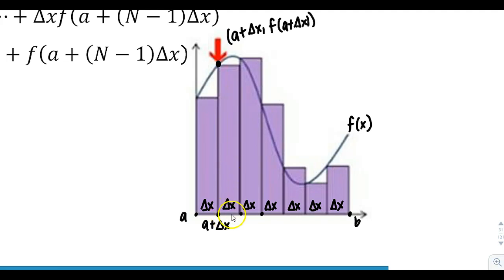If I move on to the next subdivision, it's going to be a plus 2 copies of delta x for this second point right here, because from the starting value a, I've now added 2 copies of delta x. So this height is going to look like a plus 2 delta x, and then f of a plus 2 delta x. And we would obviously continue on in this fashion.